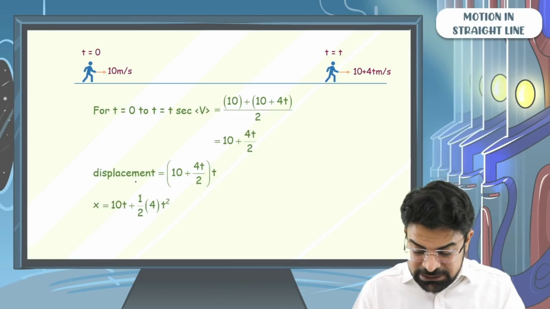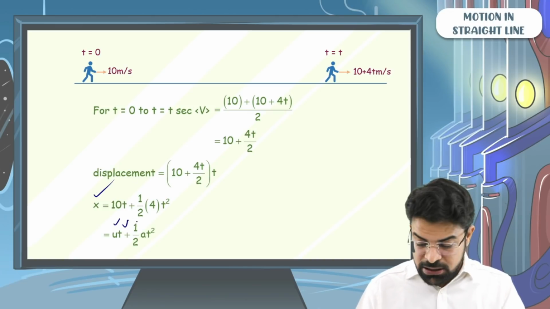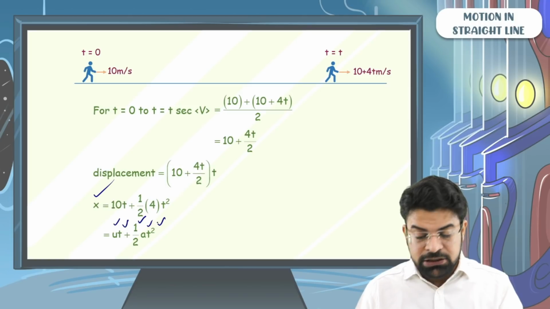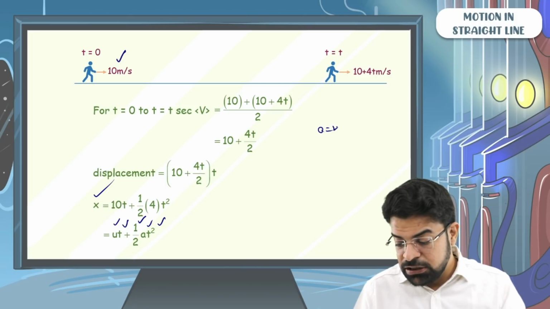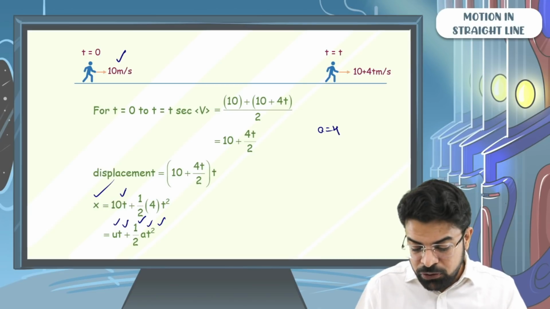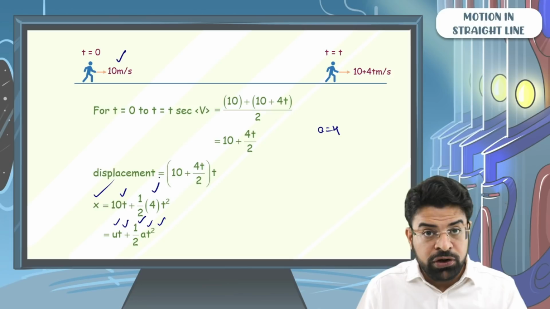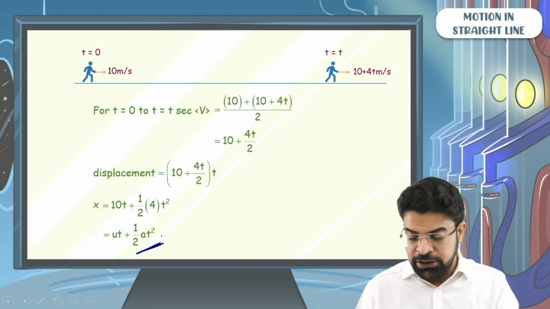Now this itself is nothing but x equals ut plus half at square. The initial velocity is 10. The acceleration is 4. And I am asking you displacement at any time t. So that came out to be 10t plus half into 4 into t square, which is nothing but x equals ut plus half at square.